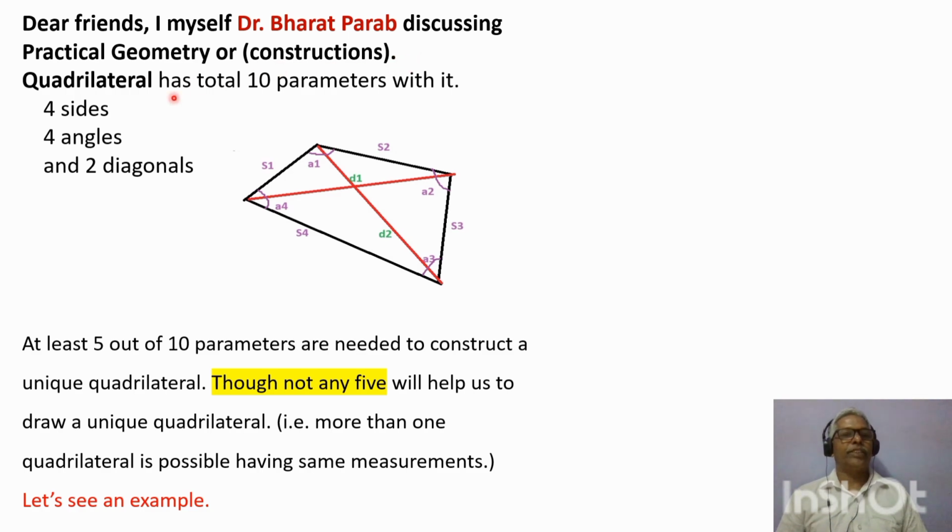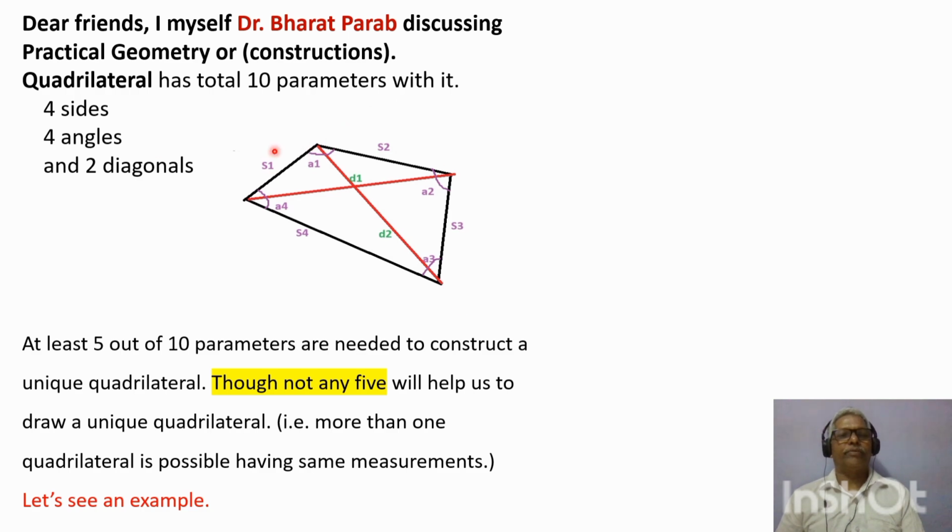In earlier classes, you have seen how to construct a perpendicular bisector of a segment or an angle bisector of an angle. Here we are trying to study quadrilateral. So let us see what a quadrilateral is first and what are its parameters.